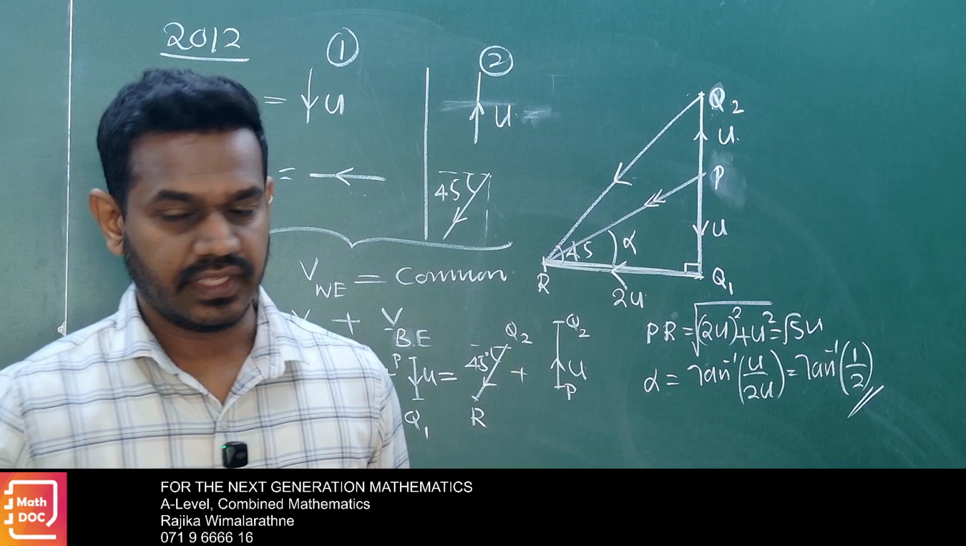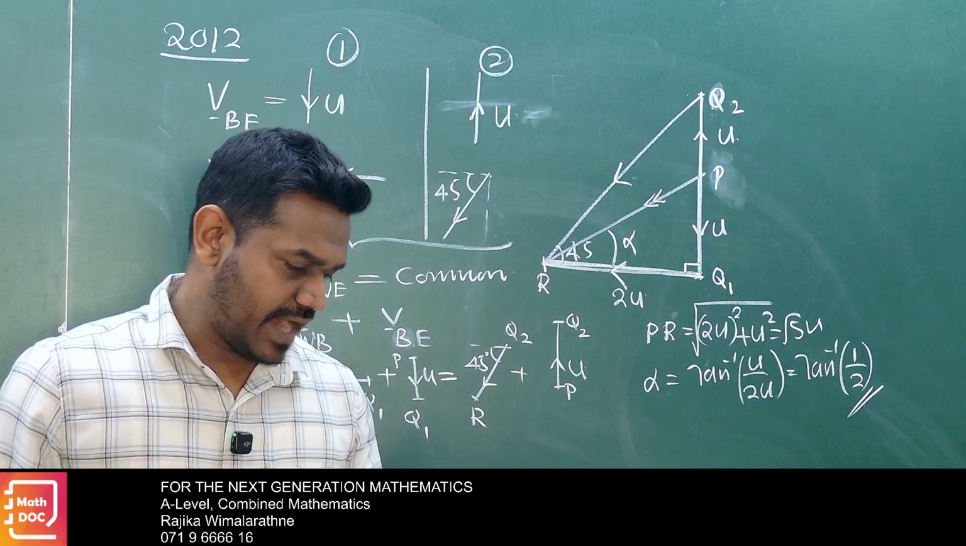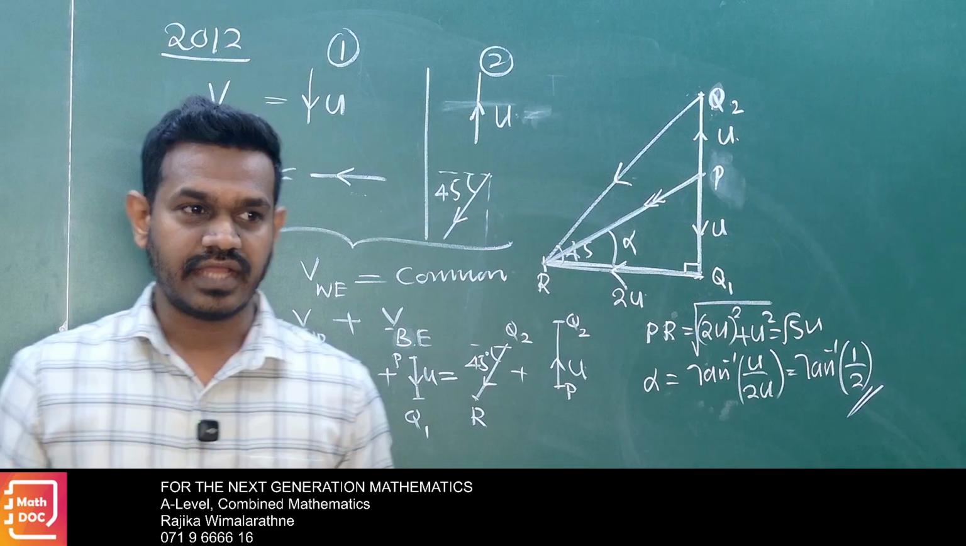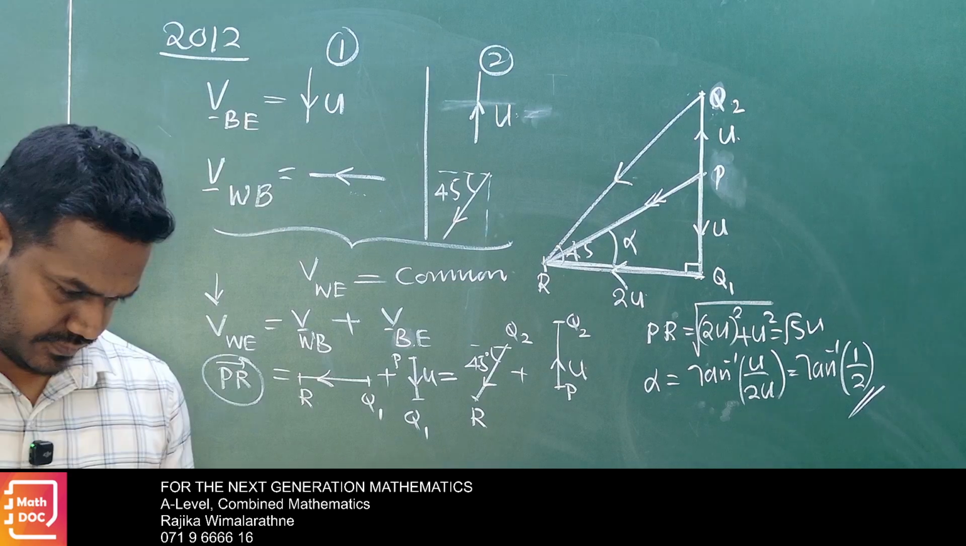Hence, find the true speed and direction of the wind. Here the velocity of the wind is the PR vector. So the true velocity is root 5U at tan inverse half, no? Root 5U at tan inverse half. Okay, then you try the 2011 LL question.